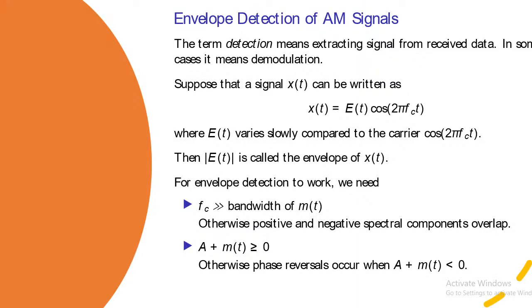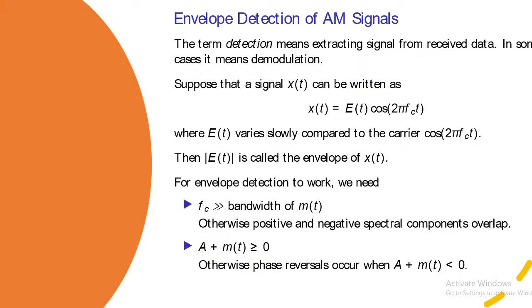Now, up to this point, we have discussed that if we connect the peaks of the modulated signal, the shape of that connecting dashed line resembles the original signal or the message signal. That is called the envelope of the modulated wave. We have to detect that envelope. If you detect the envelope, you have detected the original signal. That is called envelope detection of an amplitude modulated signal. The term detection means extracting the signal from the received signal. In some cases, this is also called demodulation.